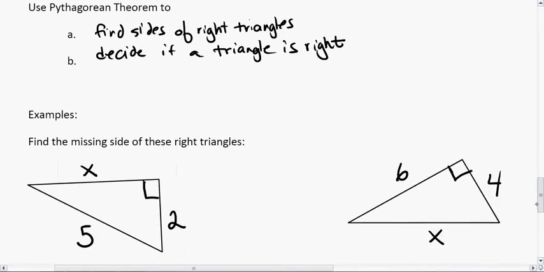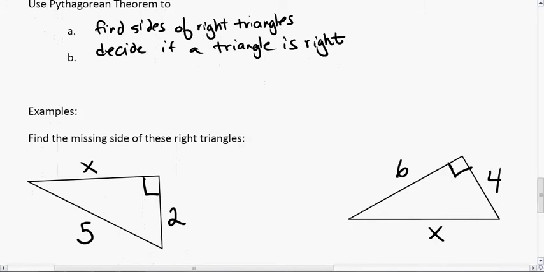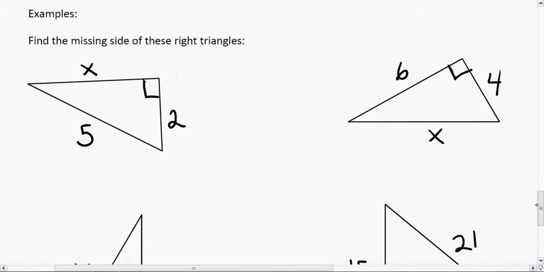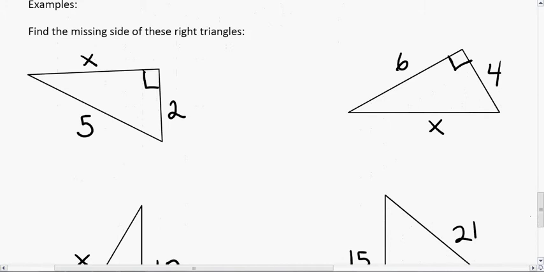But today we're just going to deal with right triangles, and actually we're only going to be working about remembering how to find sides of right triangles that are missing. So that's what our examples are about. Let's take a look at them. Find the missing sides of these right triangles.